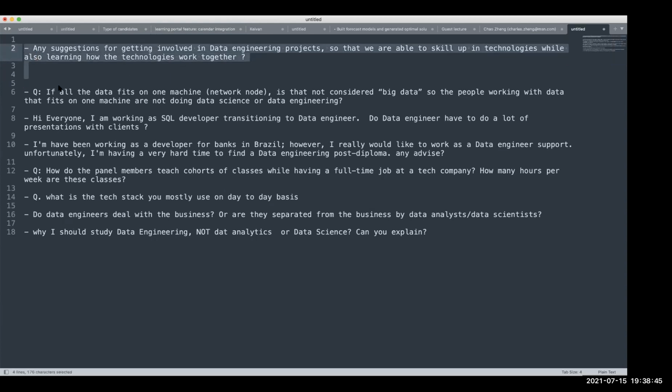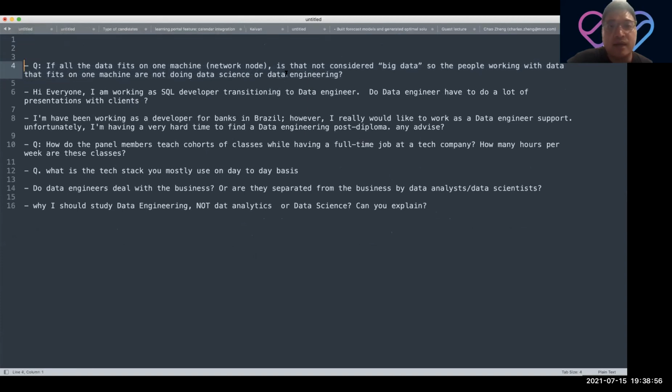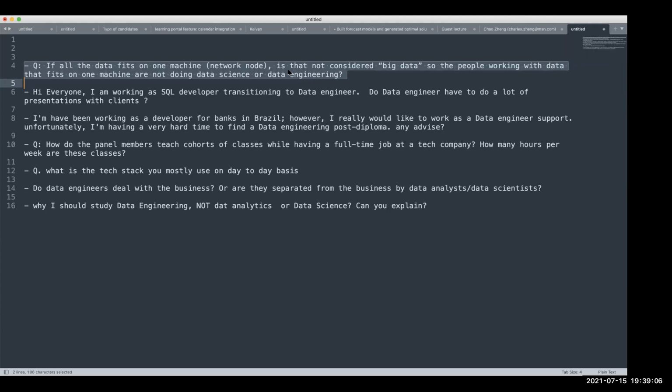Next question: if all the data fits in one machine, oh, sorry, I can't see it. Okay, let me repeat. If all the data fits on one machine, is that not considered big data? So the people working with data that fits on one machine are not doing data science or data engineering?